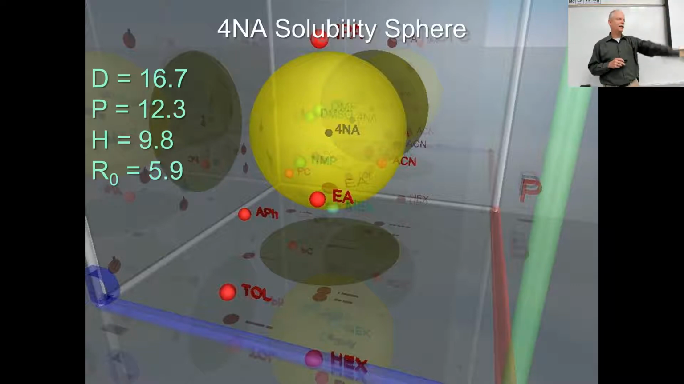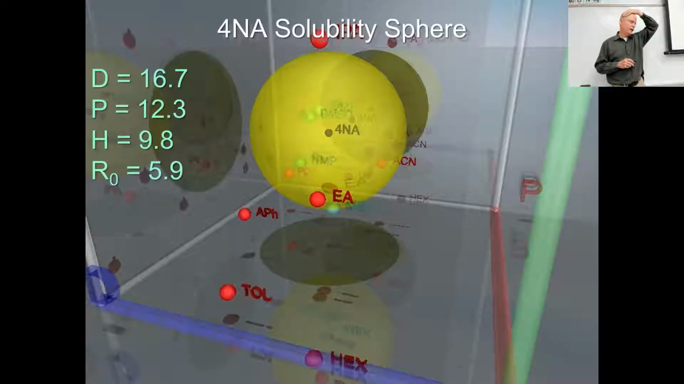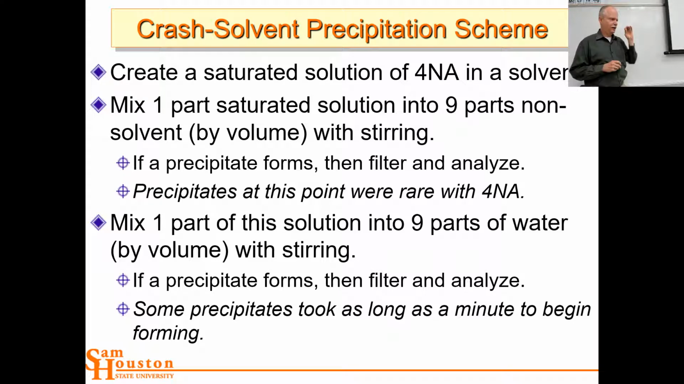The one in the back is acetonitrile. The one on the back left is propylene carbonate. The one in the front is ethyl acetate. The bottom left is acetophenone, and toluene is way up front. And then water is straight up at 42 kilojoules per liter.